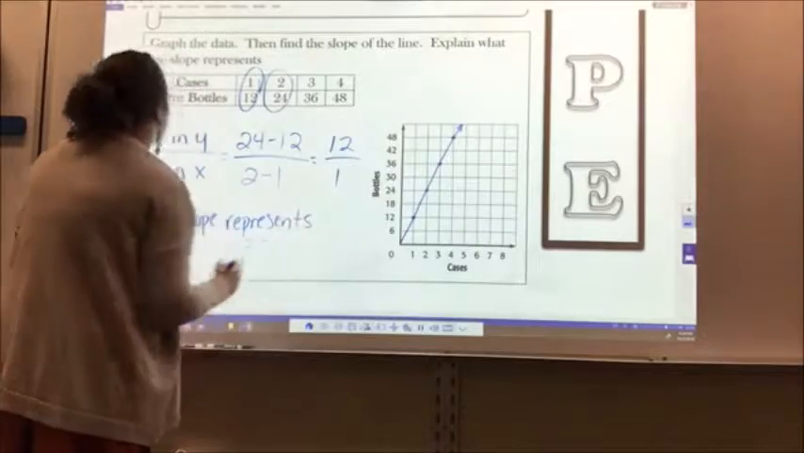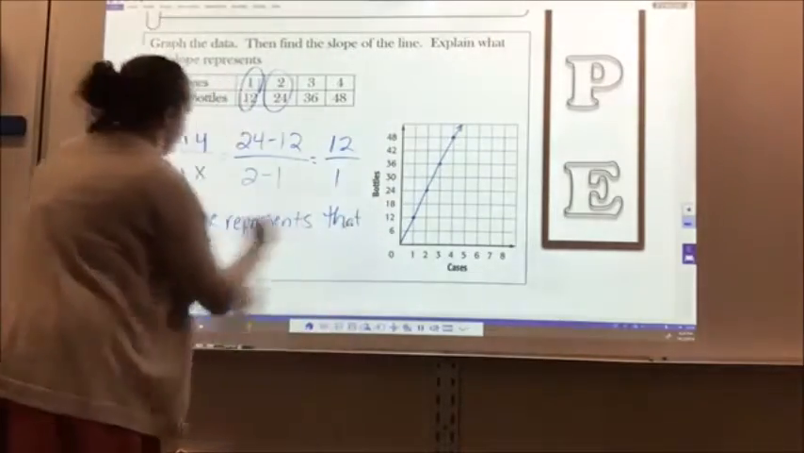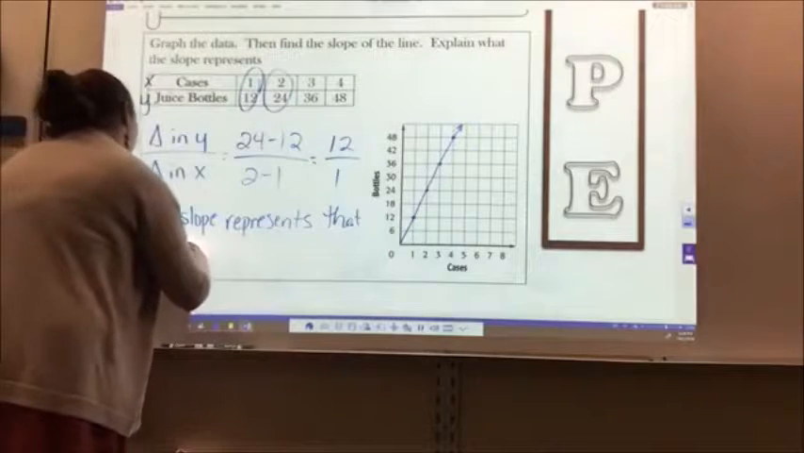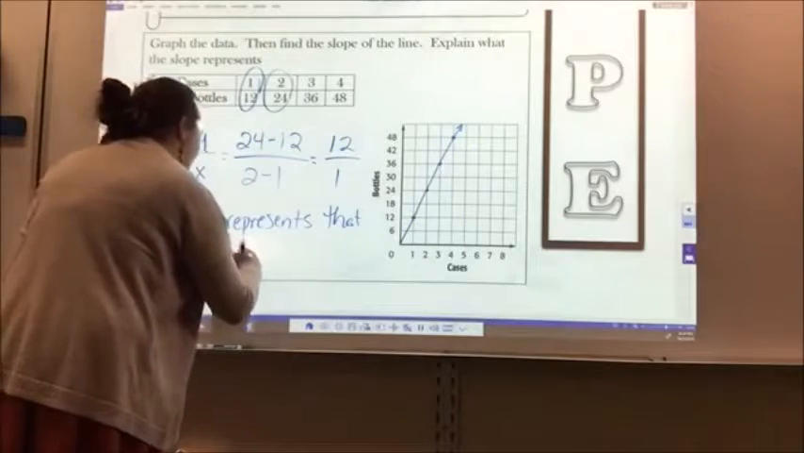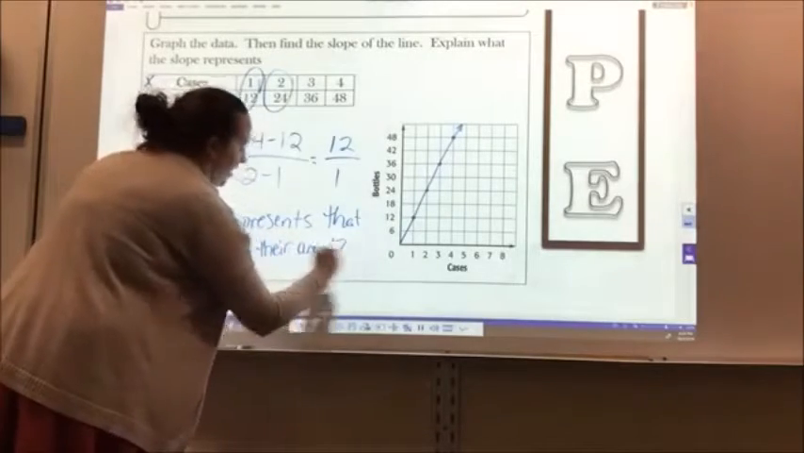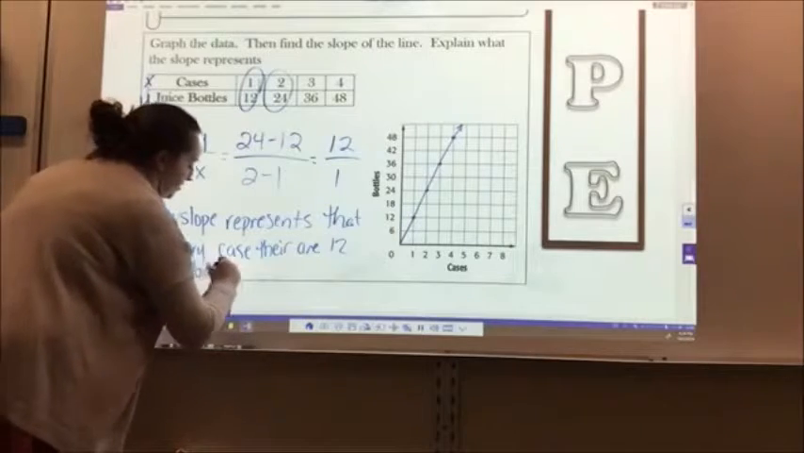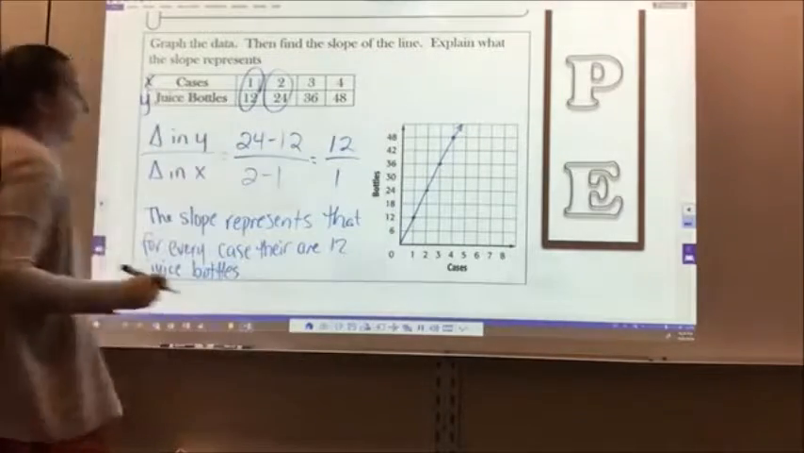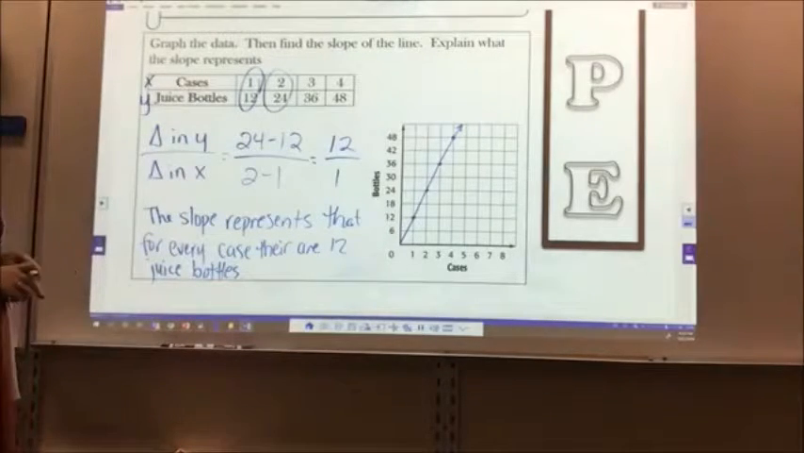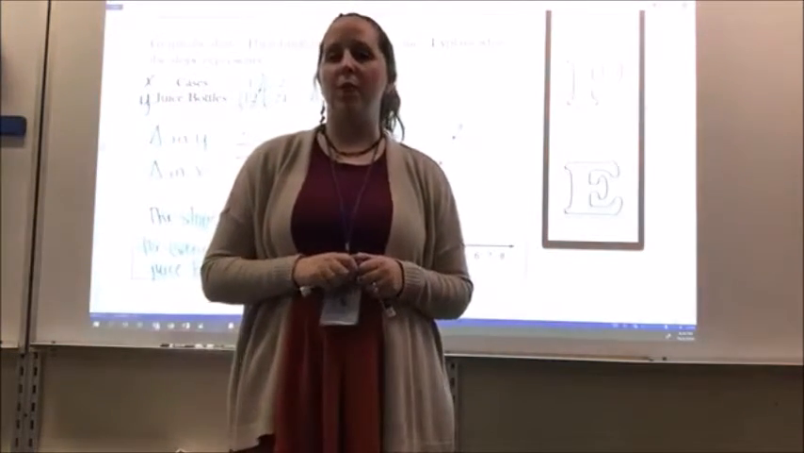Okay? This tells me the slope represents that for every case, there are 12 juice bottles. Okay. Again, it said explain what the slope represents. Make sure you explain it. All right, and that is the end of Chapter 1, Lesson 8.